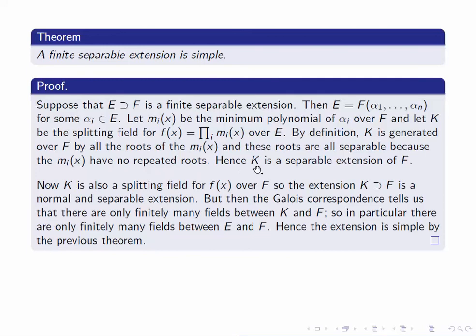So K is generated by a set of separable elements, and that implies that K is a separable extension of F. So the normal closure of a finite separable extension is again separable. So we have an extension K of F that's normal and separable, so it's Galois. So the intermediate fields correspond to subgroups of the finite Galois group, and obviously there are only finitely many of them. So there are only finitely many intermediate fields between K and F. In particular, there's only finitely many between E and F. So by the previous theorem, the extension is simple.